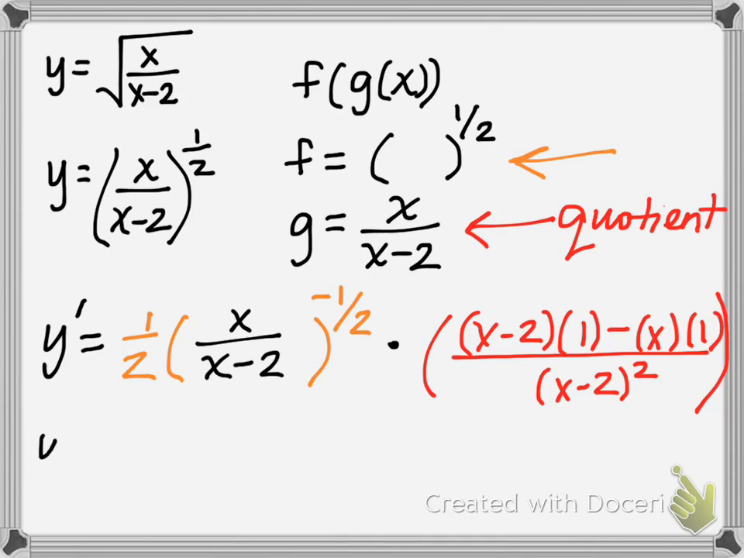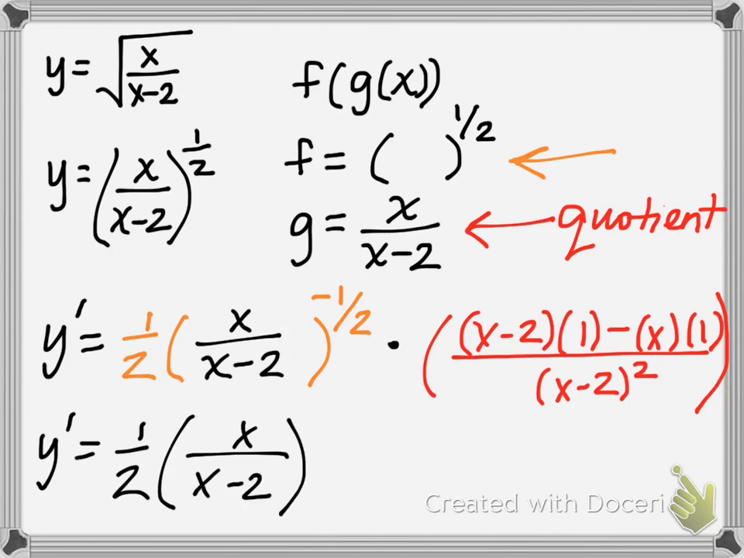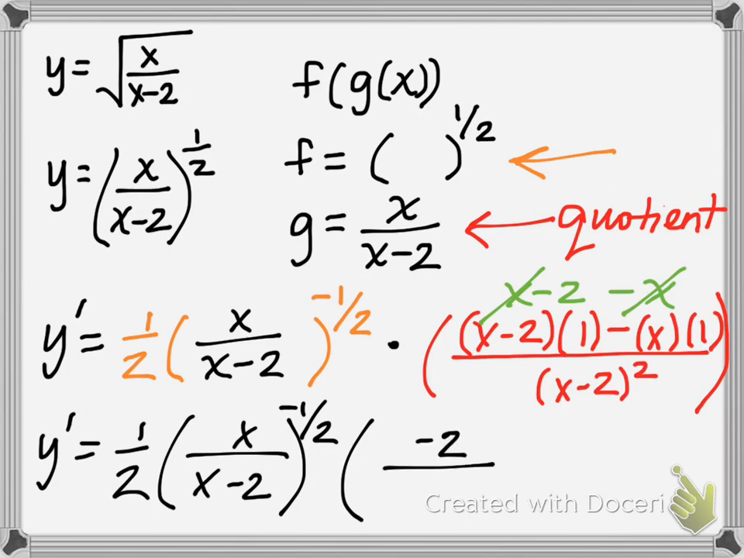So now we need to simplify a bit. We have 1/2 the quantity x divided by x minus 2 raised to the negative 1/2 power. And then you'll notice in the numerator from the quotient rule, we really just have x minus 2 minus x. So my x's subtract out, leaving me with negative 2. So we have negative 2 divided by the quantity x minus 2 squared. So this is our derivative.